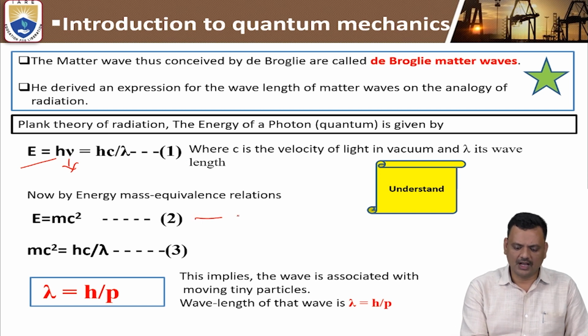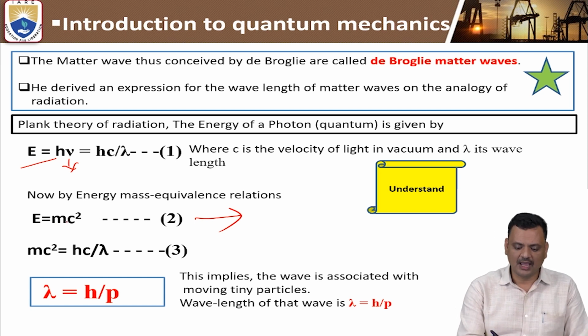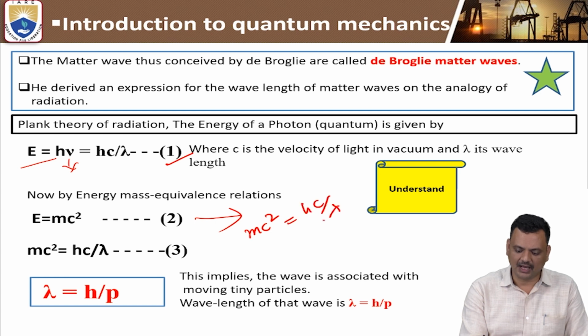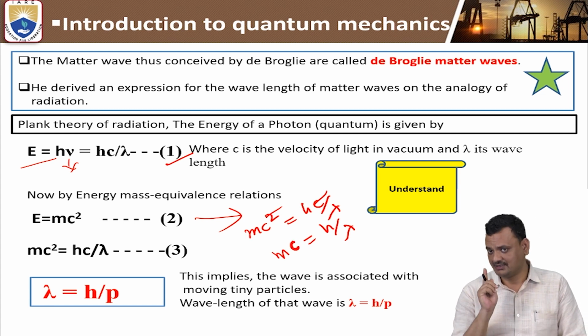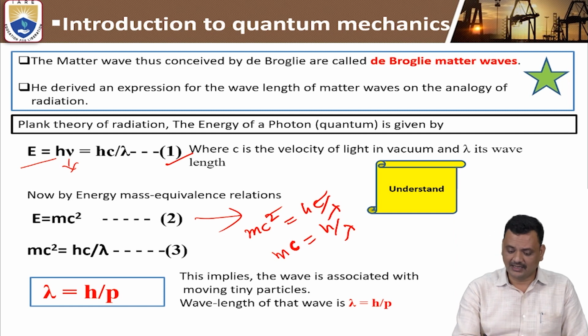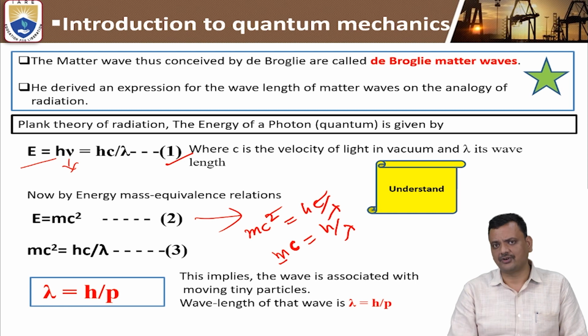Now also, from the energy-mass equivalence relation given by Einstein, E is equal to what? mc square. And if you equate these equations 1 and 2, mc square is equal to hc by lambda. Then this c and c will cancel. Then what will you get? mc is equal to h by lambda. This c is the velocity of light, and this m is the mass of that photon.